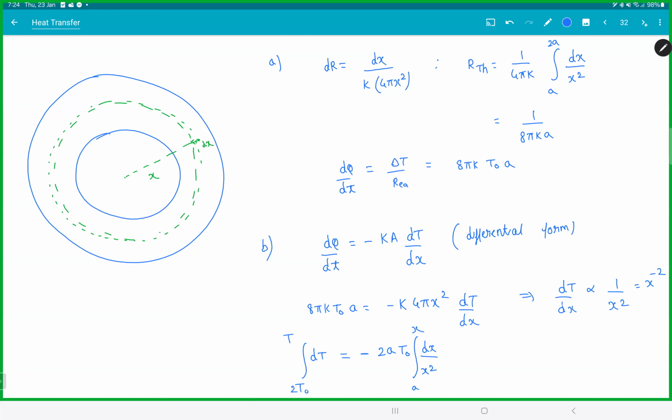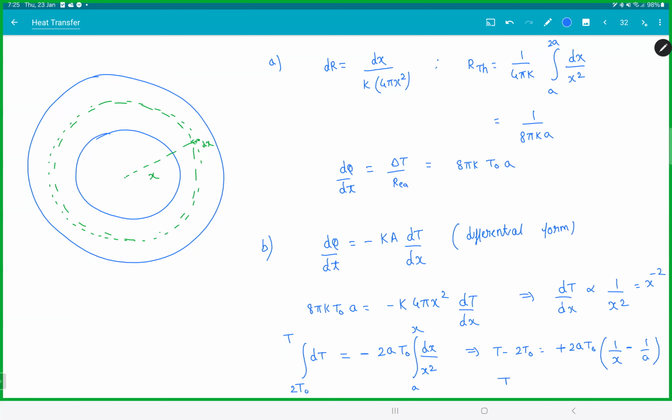When x is equal to a, limits are not from 0 to a. The material is starting from a, and it is ending at 2a. You want the temperature at an x, so limits will go from a to x, and the temperature will go from 2t naught to t, because when x is equal to a, temperature is 2t naught. This guy will be t minus 2t naught. This will be minus 2a t naught times minus 1 by x, so it becomes plus. This will be 1 by x minus 1 by a.